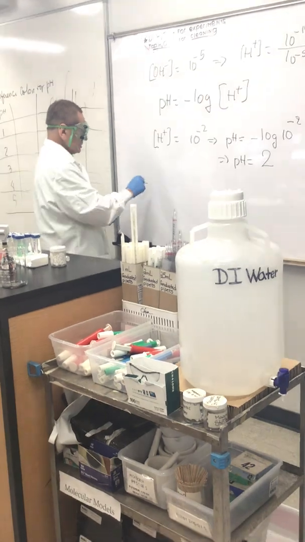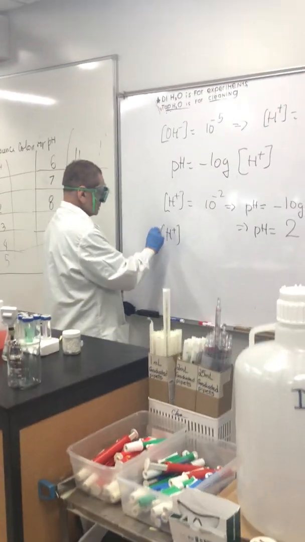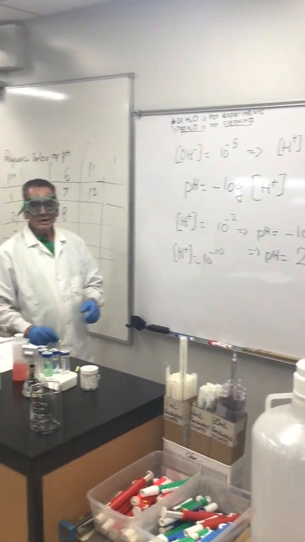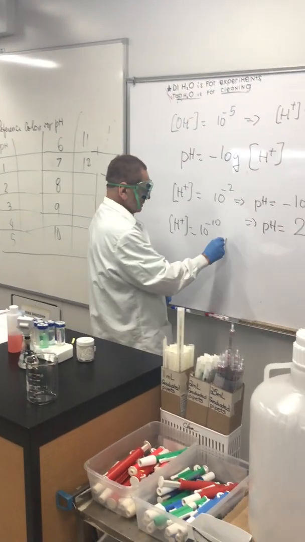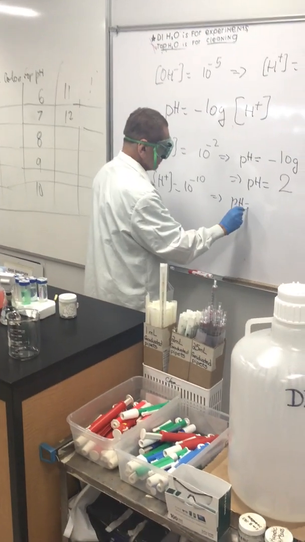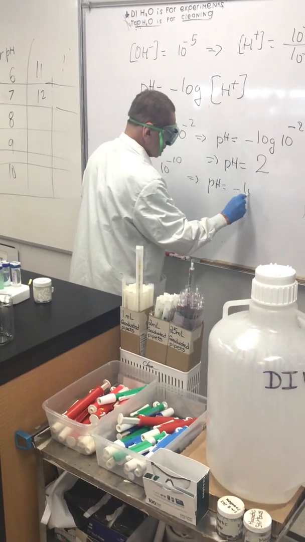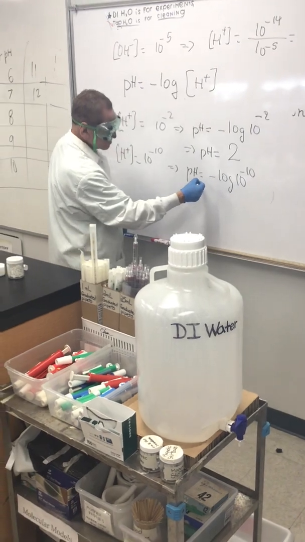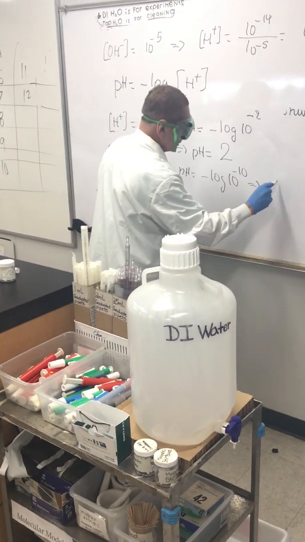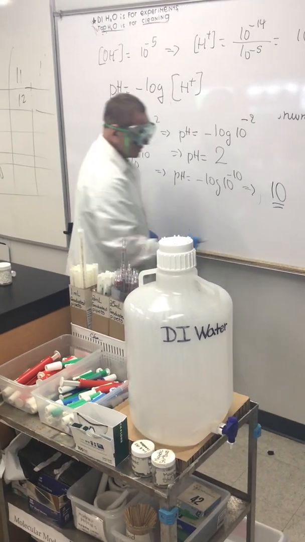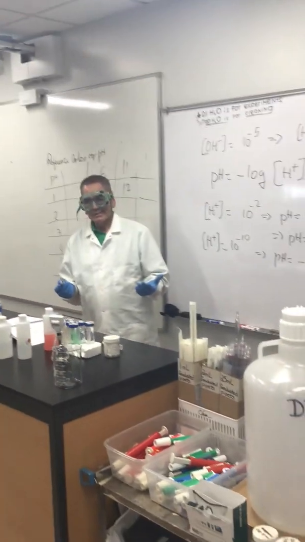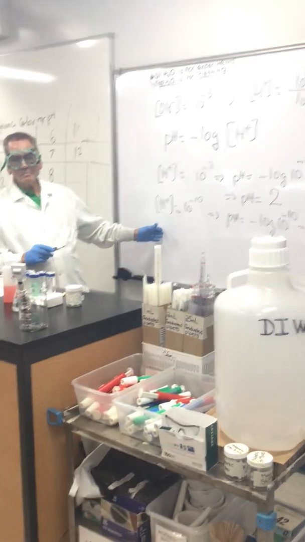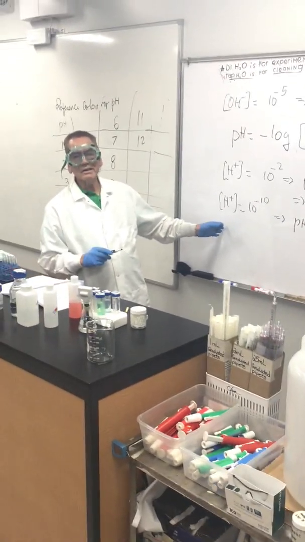If I have a solution, H+ is equal to 10 to the minus 10. What is the pH of this solution? Again, pH is equal to minus log 10 to the minus 10. Minus 10, minus will be plus, so therefore the pH is equal to 10. pH of 10 is basic, and so on and so forth. You get the idea now? You know how to calculate the pH to the base 10? It's very simple.